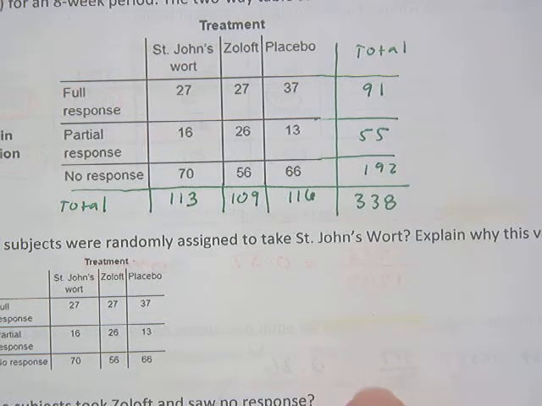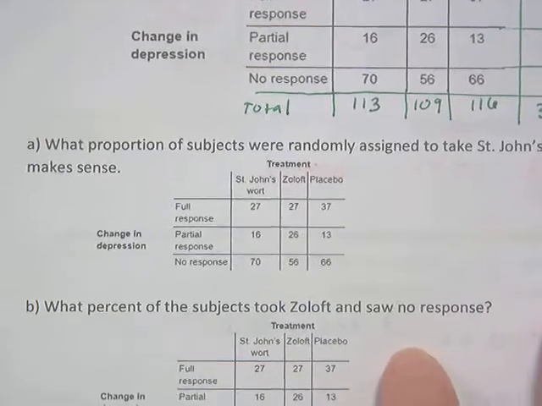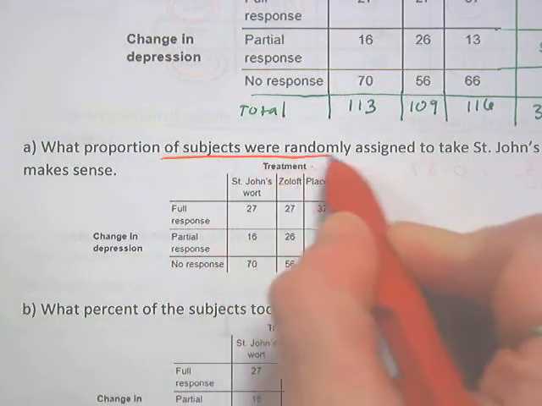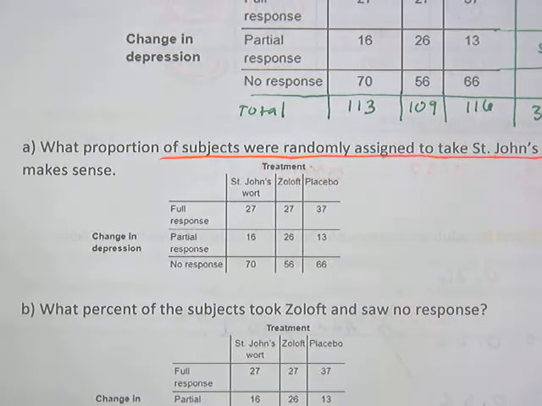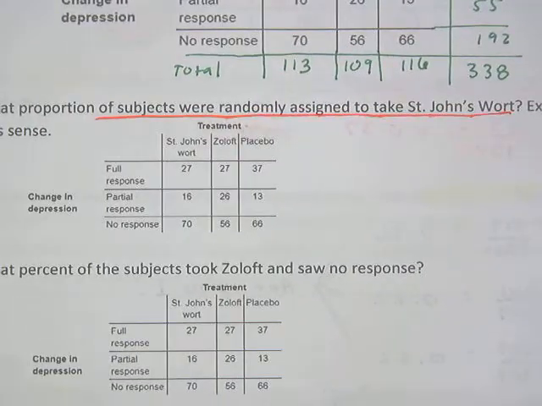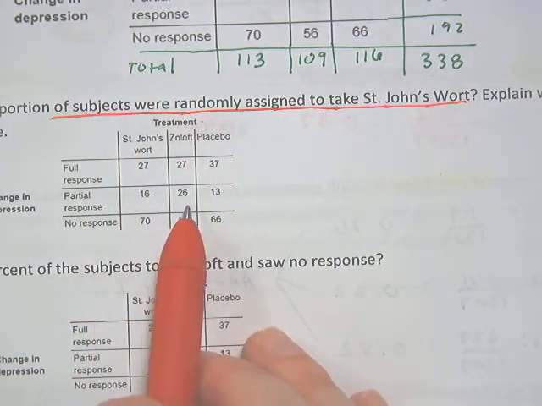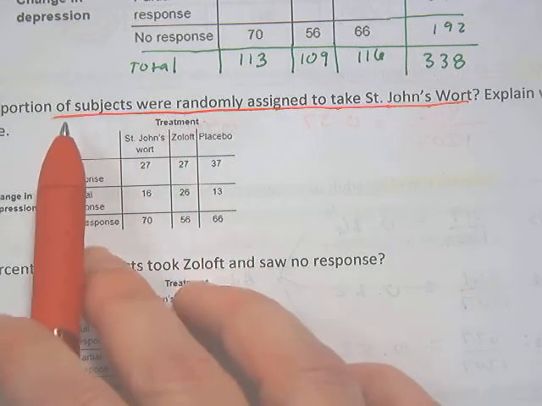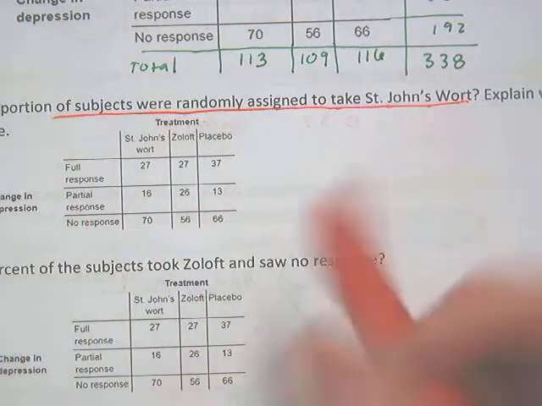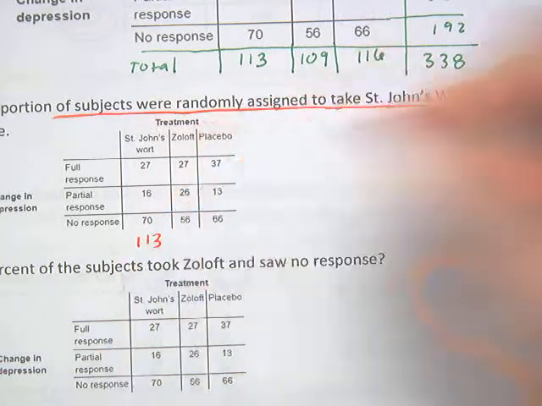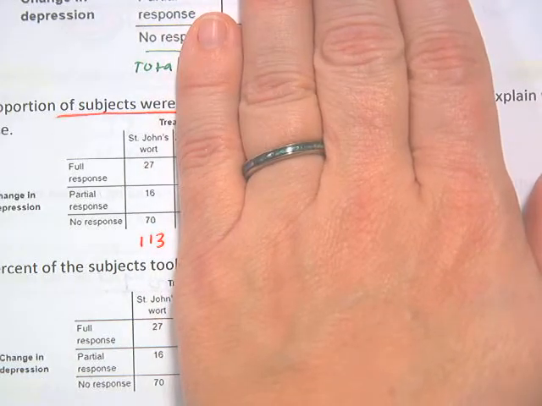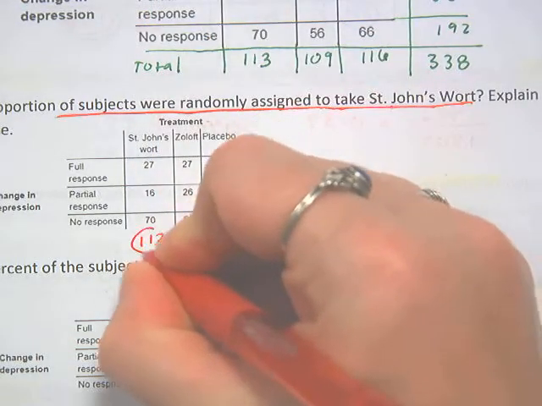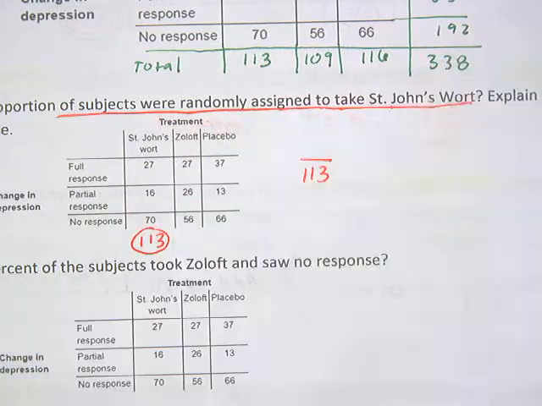Okay, I'll help you with A, and then I'll walk around as you finish it up. A says, what proportion of subjects were assigned to take St. John's wort? Okay, so on this little one that I copied down here, you don't have to copy down all the totals over again. That's busy work. Think about what you need. You need to know how many were assigned to take St. John's wort. So we are just looking in the St. John's wort column. So that's the total I'm going to copy down from the top of the page. So that's the denominator of my fraction of those people.